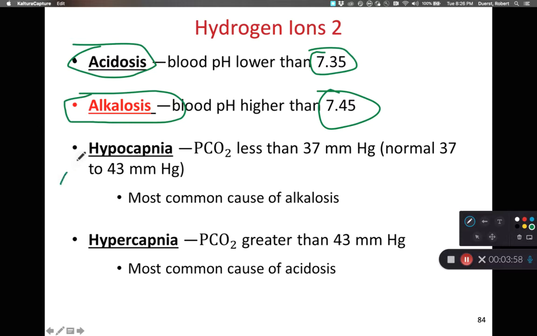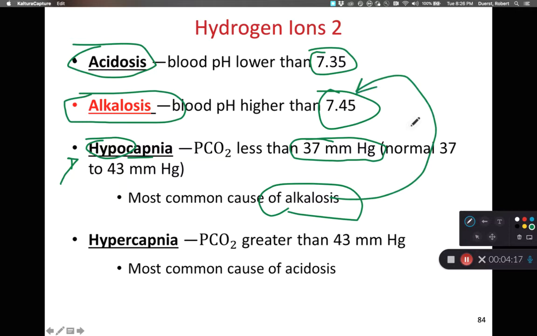We also can look at carbon dioxide levels. If we have too little carbon dioxide, we have hypocapnia, and that's formally defined as less than 37 millimeters of mercury for a partial pressure. Low blood carbon dioxide is the single greatest cause of blood alkalosis, because if we don't have enough carbon dioxide, we can't make enough carbonic acid, and then our blood becomes too alkaline.